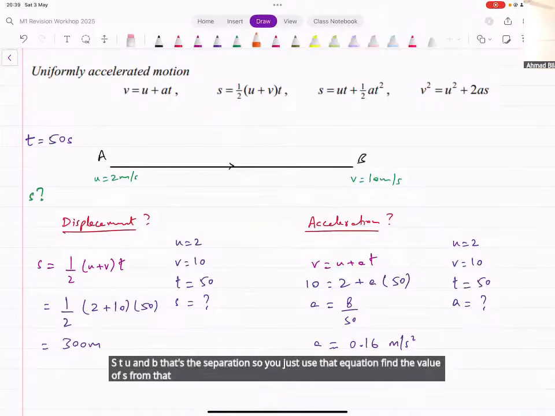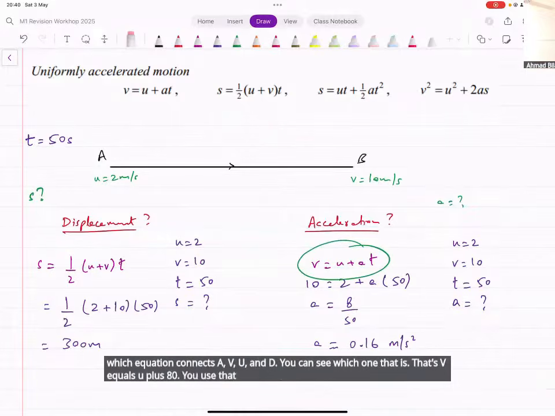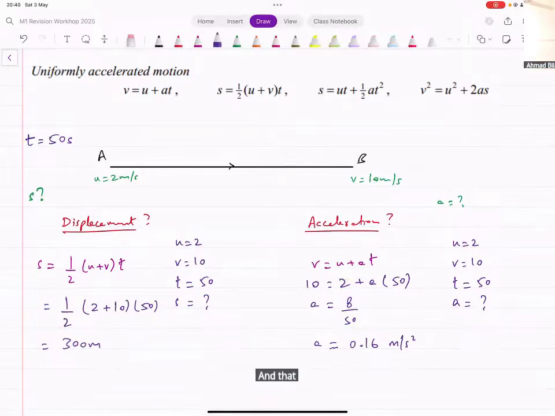For this, you have acceleration that you have to find out. Again, which equation connects A, V, U, and T? You can see which one that is. That's V equals U plus AT. You use that, and that gives you the value for acceleration.